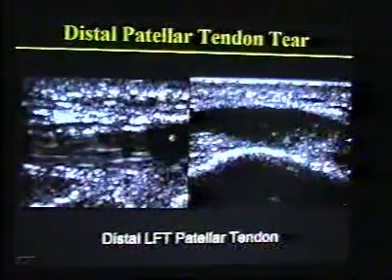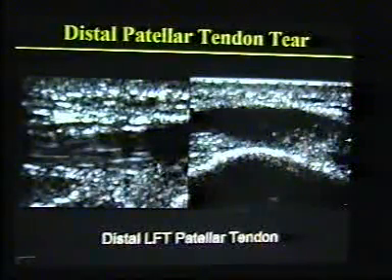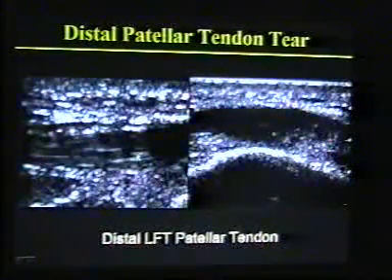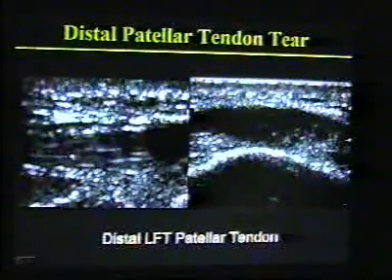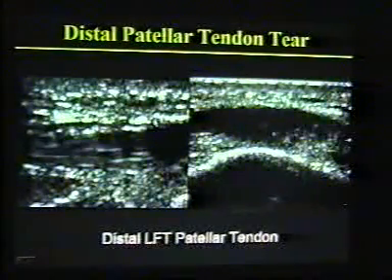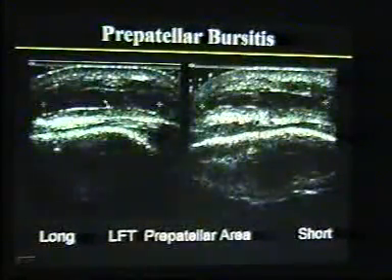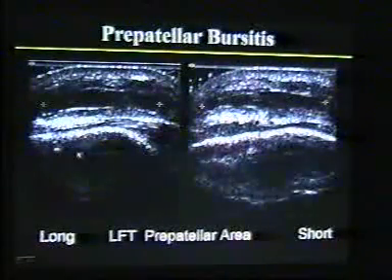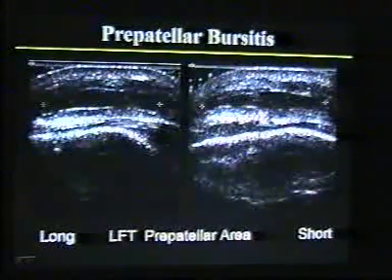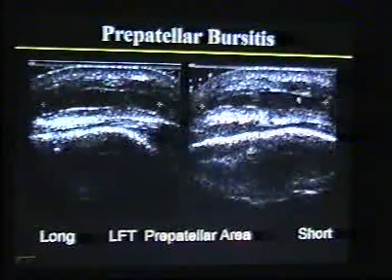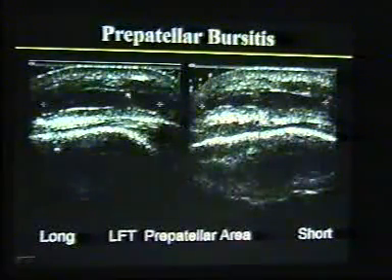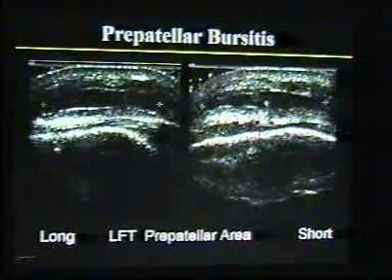Patellar tendon tear is very easy to diagnose. If we look at the patellar tendon and we follow it longitudinally and transverse, we can see discontinuity of the fibers indicating tear of the patellar tendon. Here is prepatellar bursitis. This is patella, and just above the patella, the prepatellar bursa is inflamed, thick walls and fluid in it.